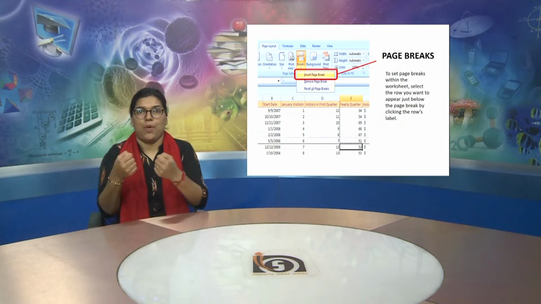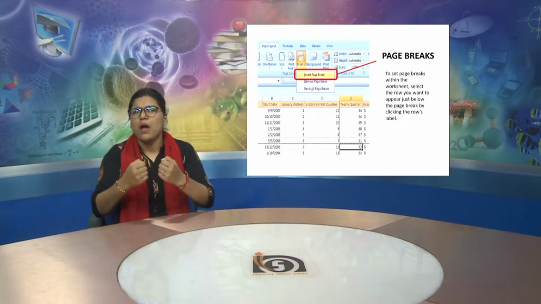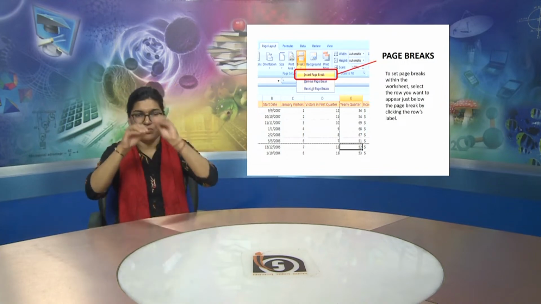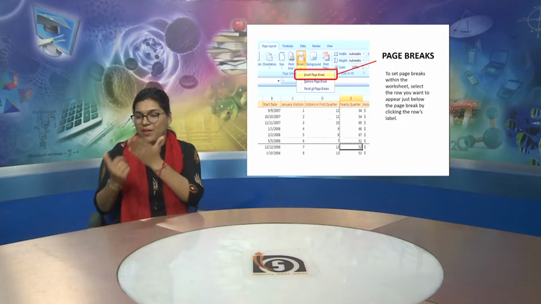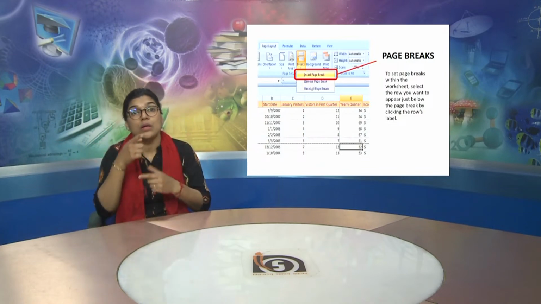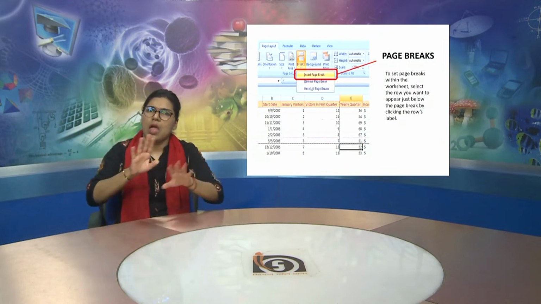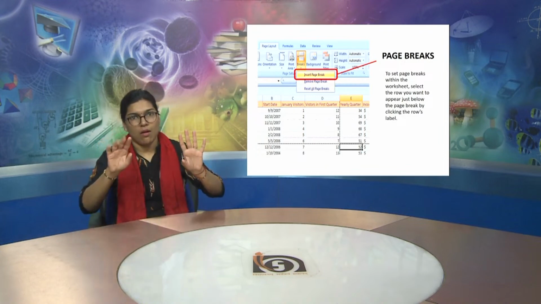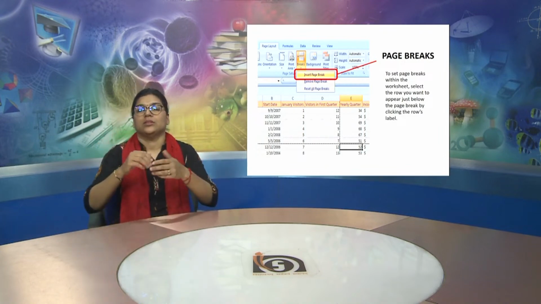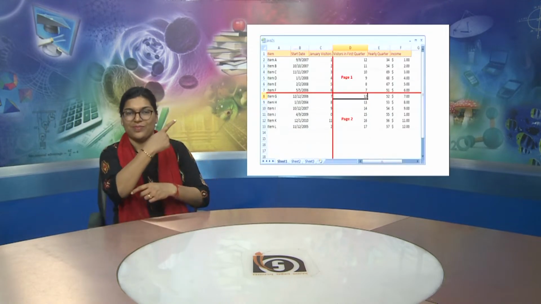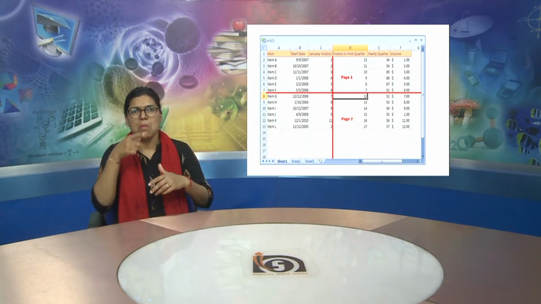And at this slide we are talking about the page breaks. You all know that to set a page break within the worksheet, we select the row you want to appear just below the page break by clicking on the row's tab. So that is used for page break. Here you can see how we can do this.